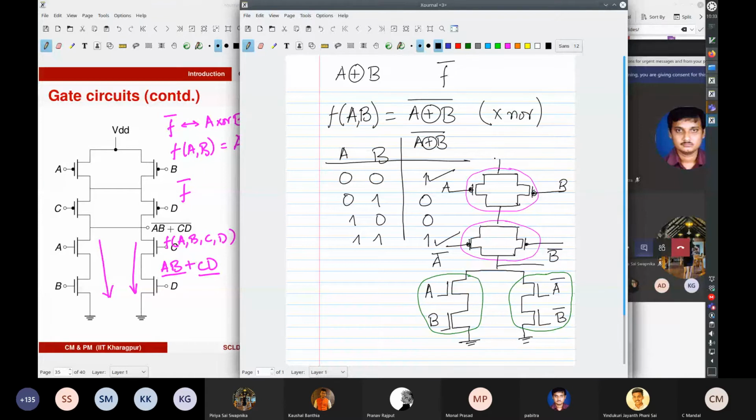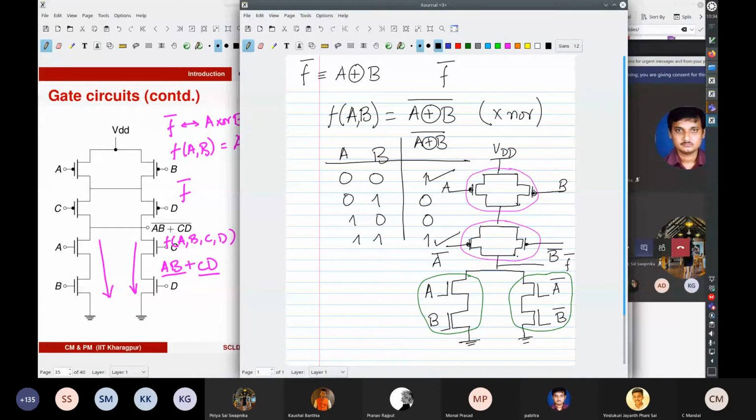So now check whether this should give you the complement of XNOR. It should give you the complement of the XNOR function, right? So this is f bar, where f is the XNOR function. So the complement of the XNOR function should be the XOR function. So now check whether this is actually the XOR function.